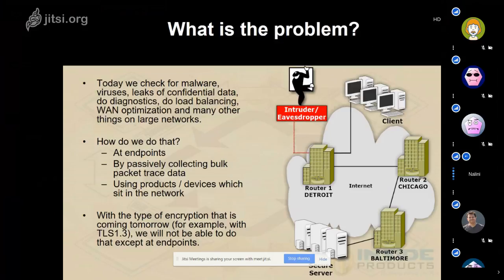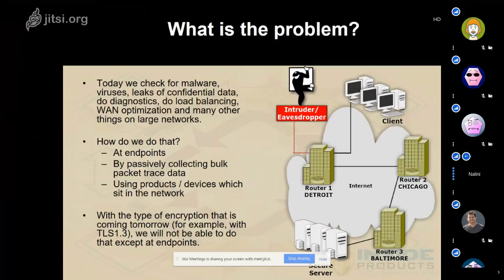You may have a link or a path that goes through many middle boxes. And so you can't just monitor everything at the endpoint. You have to monitor in between things. And so there may be products or devices which sit in the middle, IDSs, IPSs, firewalls, many things to detect whether some of this is going on.